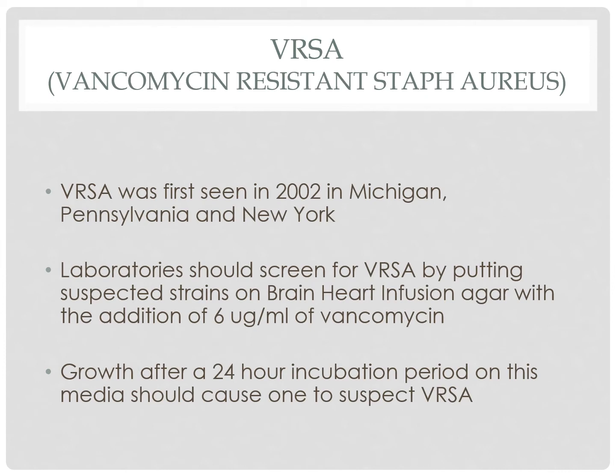Now, VRSA stands for vancomycin-resistant Staphylococcus aureus, and there have been 14 total cases in the United States to date. VRSA was first seen in 2002 in Michigan, Pennsylvania, and New York. There was a four-fold increase in vanco-resistance over regular Staphylococcus aureus. Laboratories should always screen for VRSA by putting your isolate on a brain-heart infusion agar that has the addition of 6 micrograms per mL of vancomycin. If your organism grows in the presence of 6 micrograms of vancomycin, then it must be a VRSA. The cost of antibiotic resistance to the U.S. budget is about $5 billion a year.